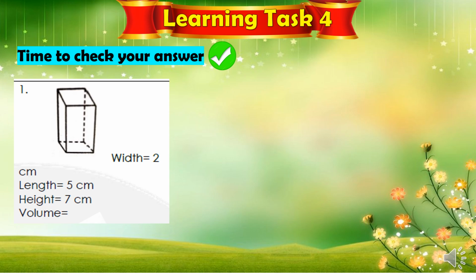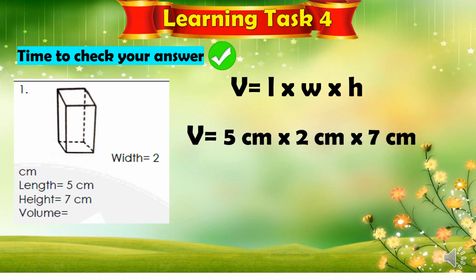This is a rectangular prism, so we will be using V equals length times width times height, and then let us substitute. The length is 5 centimeters times 2 centimeters as the width and 7 centimeters as the height. Let us now multiply 5 times 2 times 7. That will give us a volume of 70 cubic centimeters.